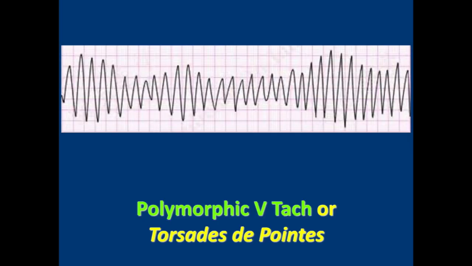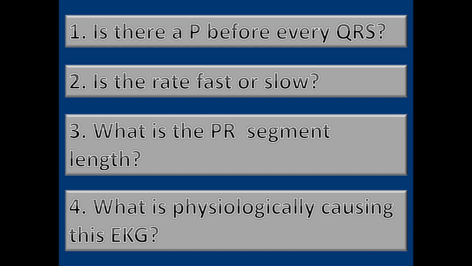This is polymorphic. Notice it's kind of an in and out or a thin wide pattern of VTAC. It's also called torsades de pointes, and we treat that in ACLS differently than we do the monomorphic VTAC. We would give the person magnesium in this case. Not anything that's on your test, but I'd just like you to know the difference between monomorphic and polymorphic VTAC. There's the 4 questions.